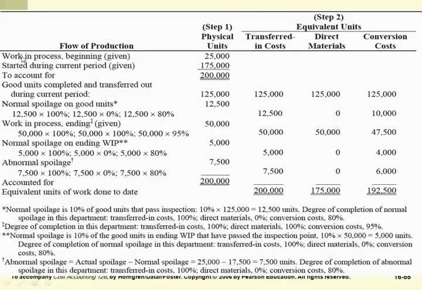We start with work in process beginning, given as 25,000 units. Started during the current period was also given, 175,000. Units to account for 200,000. Good units completed and transferred out during the current period was given, 125,000. Normal spoilage on good units.